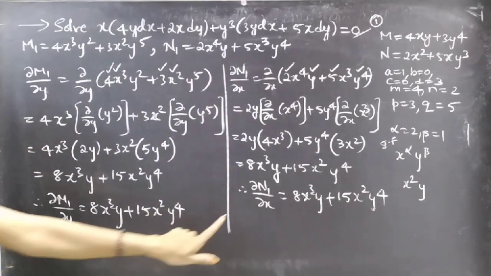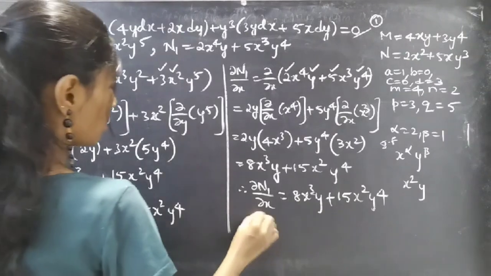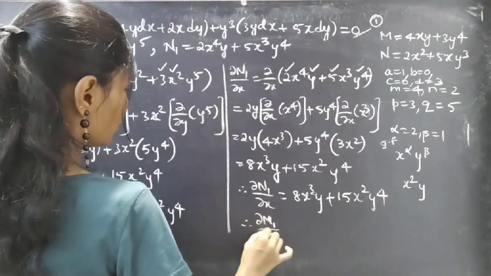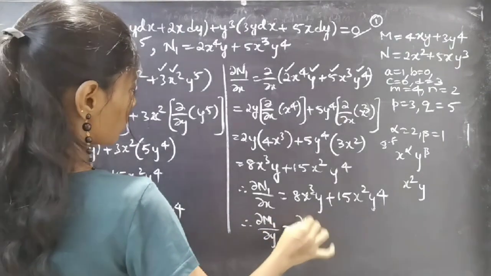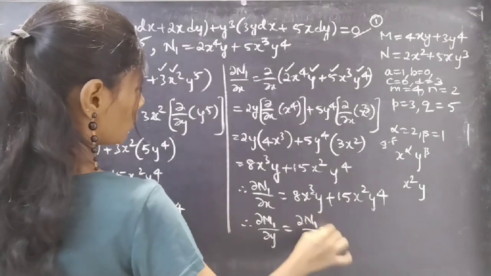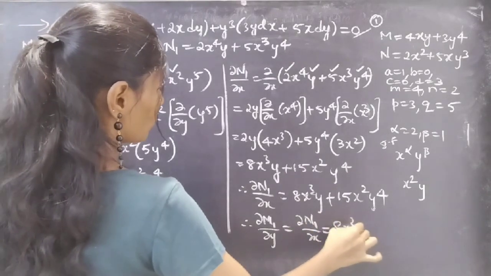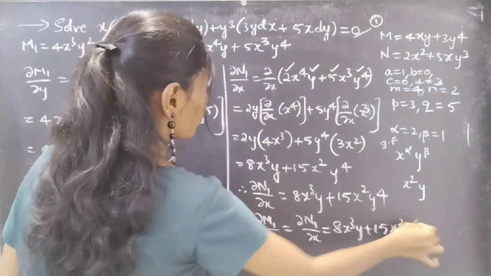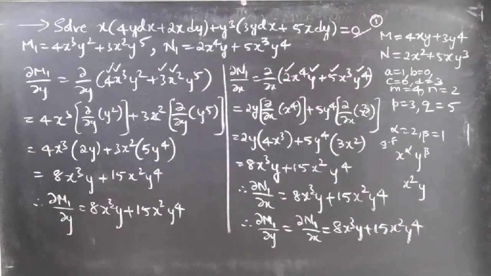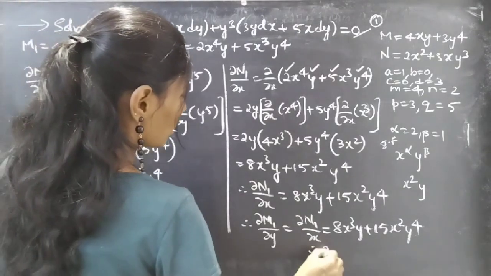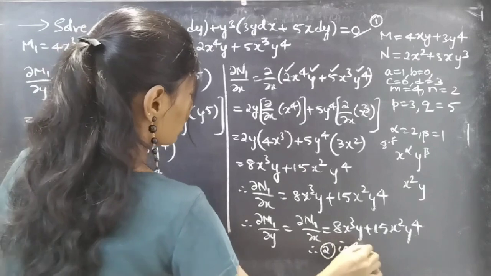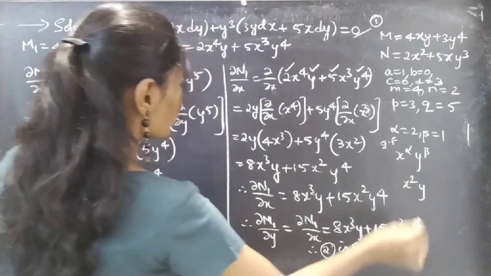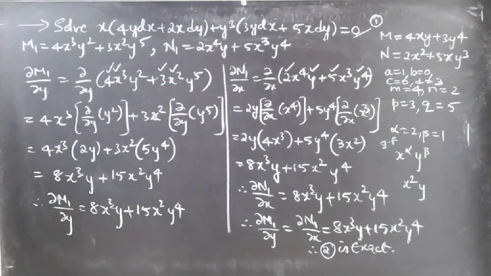So by observing these two, we can say that the partial derivative of M1 with respect to y equals the partial derivative of N1 with respect to x, equal to 8x³y + 15x²y⁴, which means equation 2 is exact. Therefore, equation 2 is exact. Now let's solve equation 2 to find the general solution to our problem.